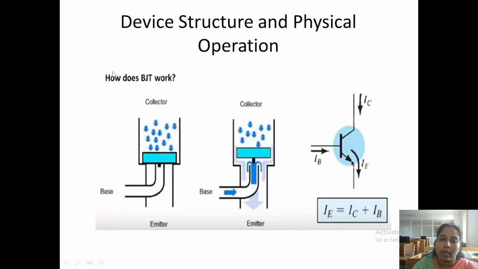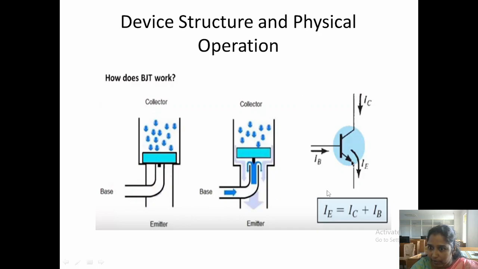Next, let's see how a BJT works. This is a normal structure of a BJT with a base, emitter, and collector. Whenever a supply is given to the base, it is a valve-like structure, it pushes up so that there will be a flow of electrons to the emitter. The emitter is N type, the collector is N type, and the base is P type, so the flow of electrons can be from the collector to the emitter, like this.